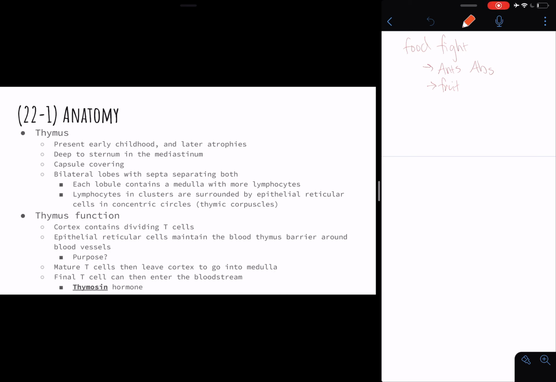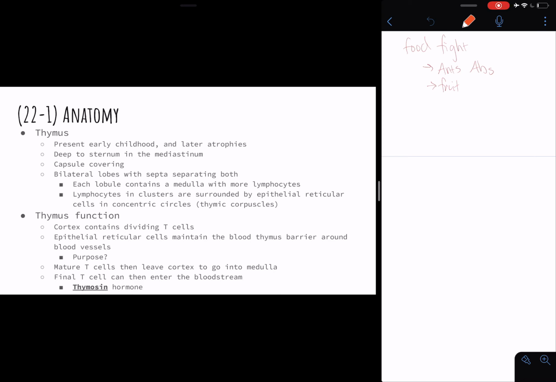All right, now we need to talk a little bit about some of the primary lymphoid organs like the thymus. The thymus itself is present during early childhood, and then eventually over time it will atrophy or degrade and get smaller. It's just deep to the sternum, like I mentioned earlier. It has a capsule that covers it, and it can be split into two lateral lobes. Each lobe has its own medulla and cortex.